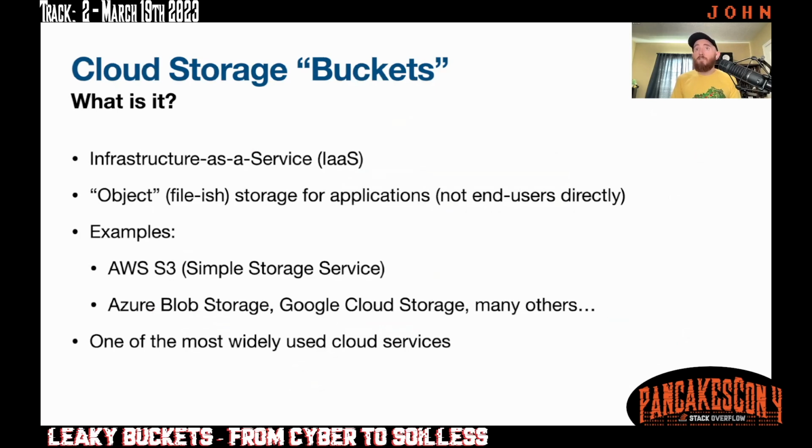We'll talk about these objects or blobs, which are basically files that are stored for applications, not necessarily end users directly. This is a type of storage that's going to involve APIs, API calls, and that sort of thing. Some examples, like I said, Amazon's S3 simple storage service, which was really the first one of these that was introduced, but pretty much every cloud service has something like this now. And it's one of the most widely used types of services because it's been around so long, and all the other services tend to use this for unstructured data.